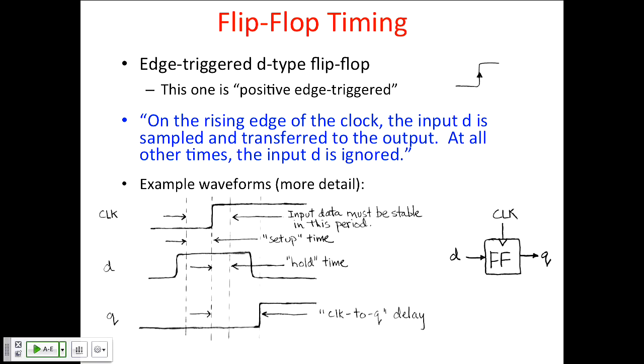It's just like taking a picture. You don't want people to move while the shutter is open. It's the same for the signal being captured by the flip-flop. You don't want the signal to move while the flip-flop is doing its sampling, right? So there's this window.